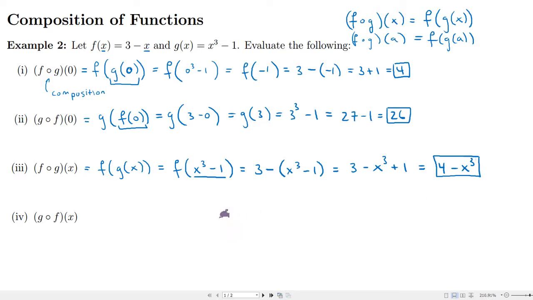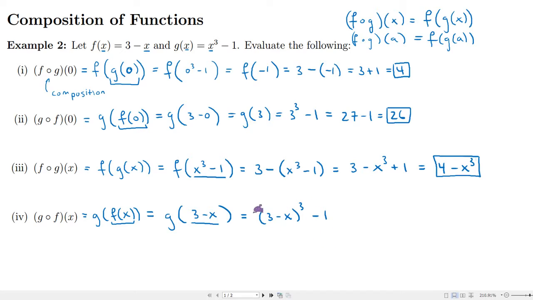So continuing, let's see what g compose f looks like. So g of f of x. Here let's replace the input. What's f of x? That's 3 minus x. So we'll have g of 3 minus x. And now 3 minus x is our input for g. So you come up here, and the input, what do we do with that? Well, we cube it, and then we subtract 1. So this would be 3 minus x, cubed, minus 1.